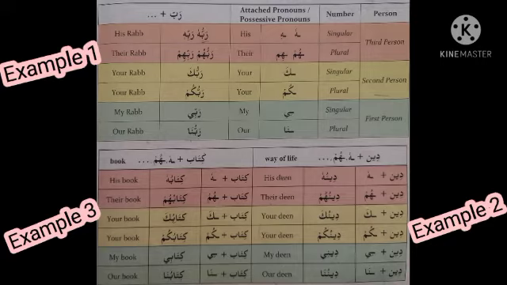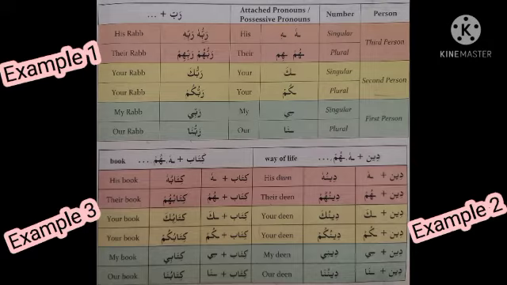And the meaning you can know better by the pronouns ka and kum. Ka is for second person singular and kum is for second person plural. Right? Okay, perfect. Going towards the first person. Kitabi, my book. Kitabuna, our book.